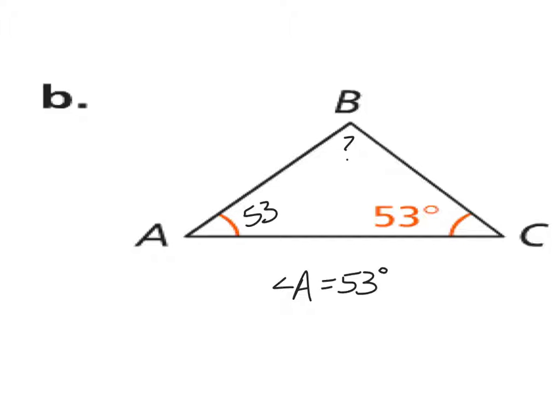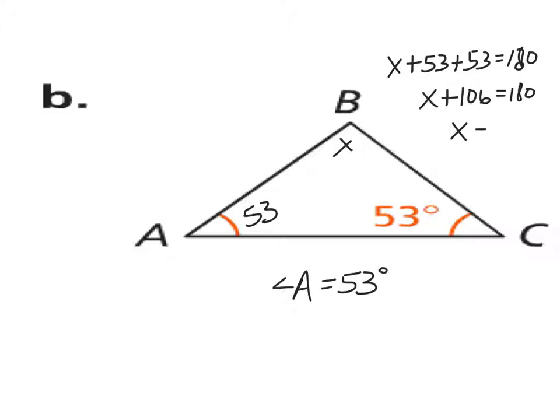Well, what I would do is I would just make that a variable. So let's make this x. I don't know what this is. So I would take x and I would add 53 and 53 and set it equal to 180, if they ask you to find that third angle. Because remember, the three angles of a triangle still add up to 180, even if it's isosceles, equilateral, doesn't matter. So this would be x plus 106 equals 180. You'd subtract that away, which means x would be 74 degrees. So angle B, if I were to ask you that question, would be 74 degrees.